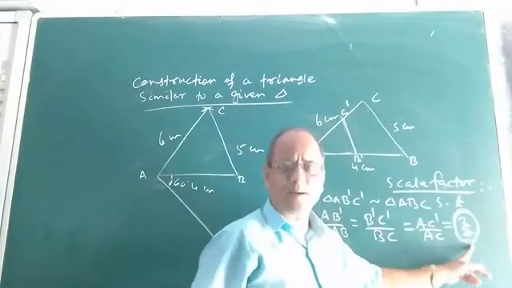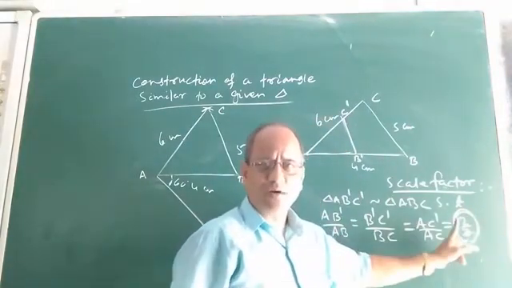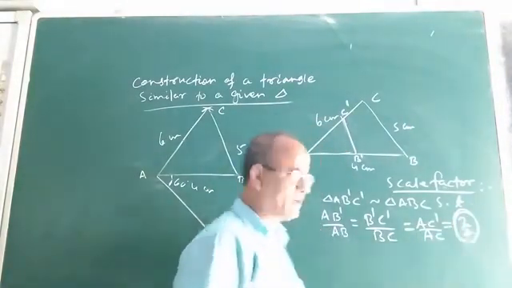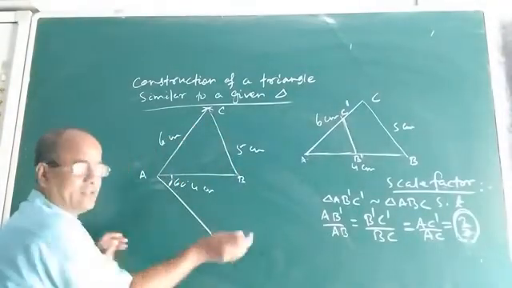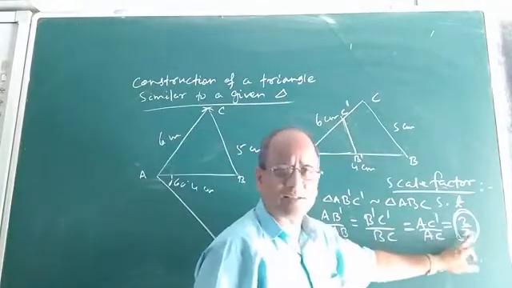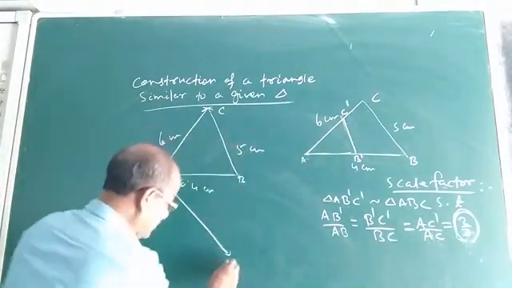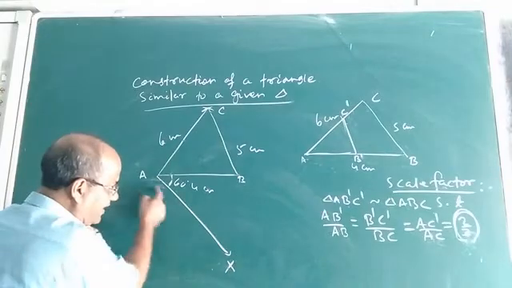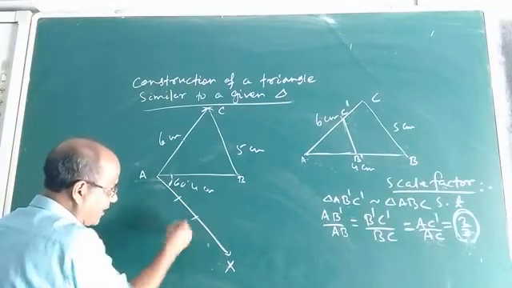Out of 2 by 3, which part is greater? 3 is greater. So whichever is the greater part, you divide this ray into that much number of equal parts. As the greater part is 3, suppose the ray is AX. Now you have to divide AX into 3 equal parts.